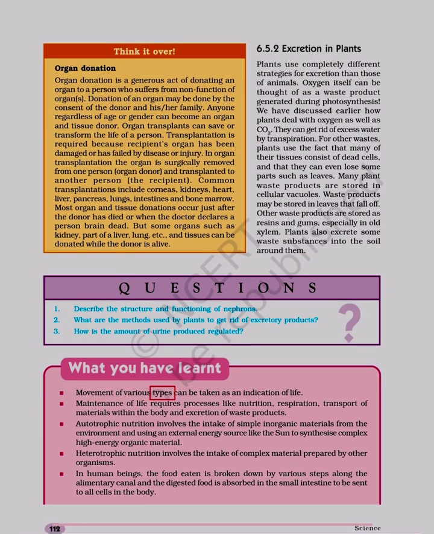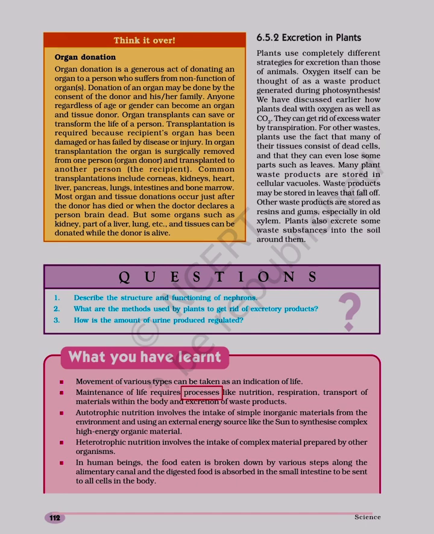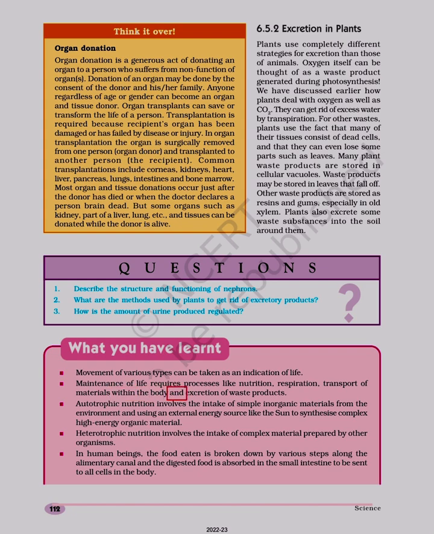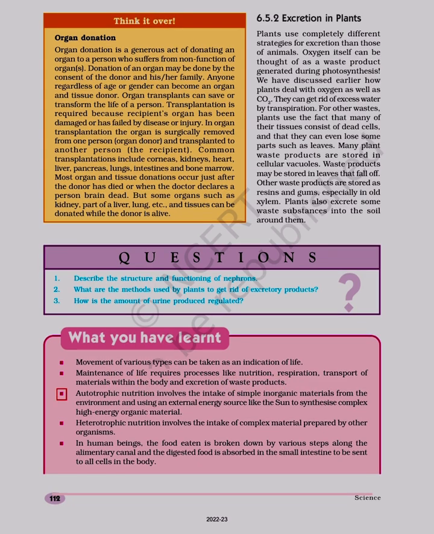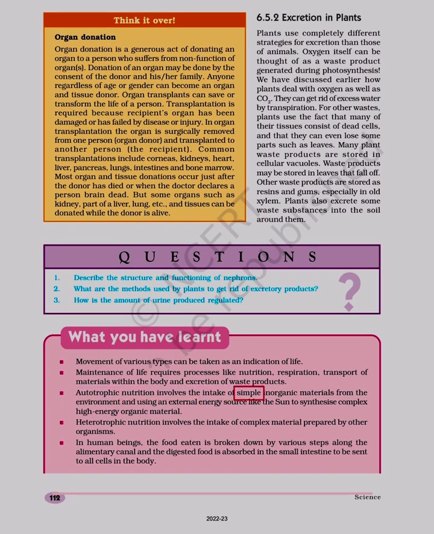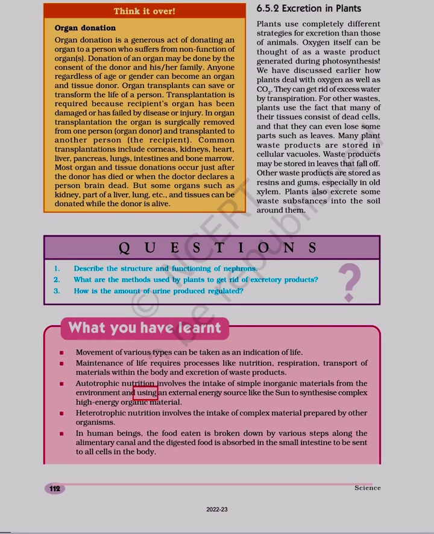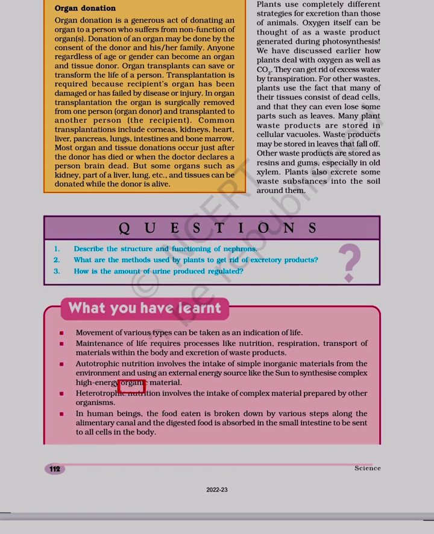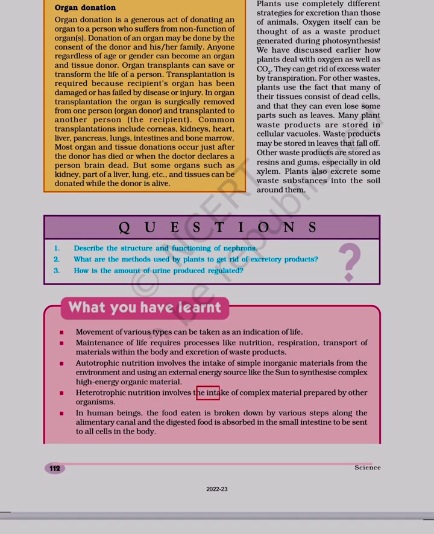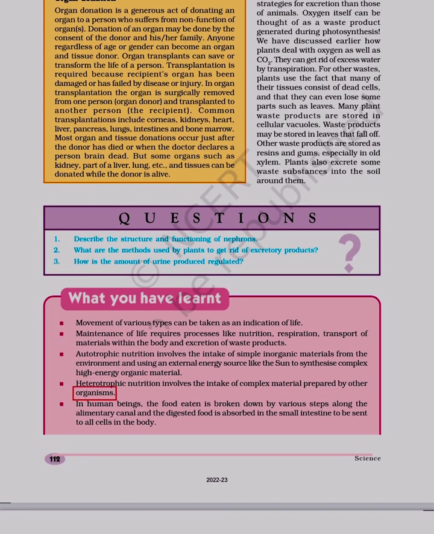Movement of various types can be taken as an indication of life. Maintenance of life requires processes like nutrition, respiration, transport of materials within the body and excretion of waste products. Autotrophic nutrition involves the intake of simple inorganic materials from the environment and using an external energy source like the sun to synthesize complex high-energy organic material. And heterotrophic nutrition involves the intake of complex material prepared by other organisms.